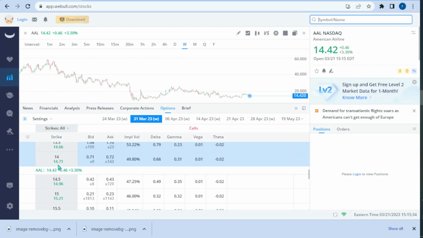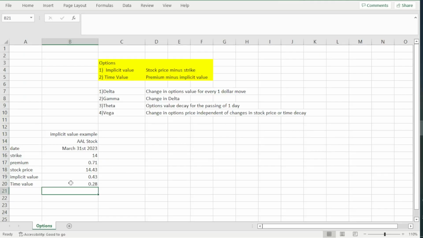That is the time we're paying for, essentially 10 days, because right now is March 21st. That is the time value. Time value is the difference between the premium and the implicit value, which we calculated. So going back, time value is 28 cents and implicit value is 43 cents. These two portions together make up the premium of 71 cents. That basically concludes part one, and then we're going to jump into part two.